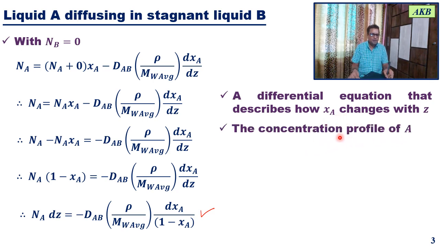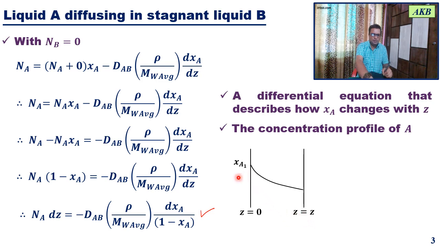Okay, the concentration profile of A, if you try to show how the concentration of A changes along the diffusion path, you can show it schematically like this. So you have two planes. Let us call the first plane z is equal to 0. Let us call the other plane z is equal to z. And then diffusion is taking place from the high concentration plane, where the mole fraction of A is xa1, to the low concentration plane where its mole fraction is xa2. Okay, so this is the diffusion path. The diffusion path is the distance between these two planes, z is equal to 0 and z is equal to z.